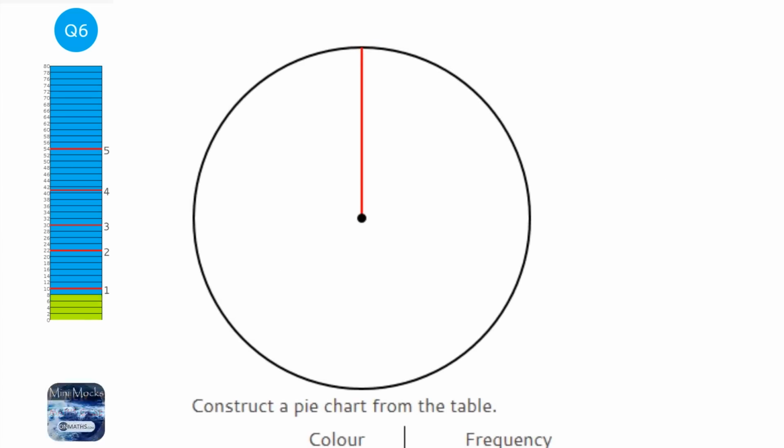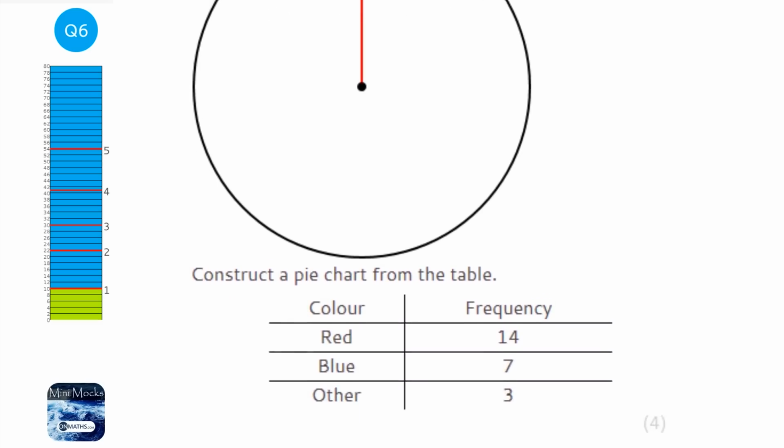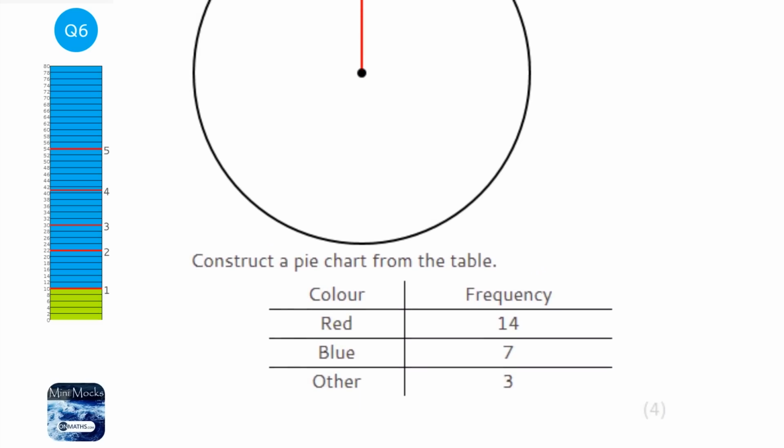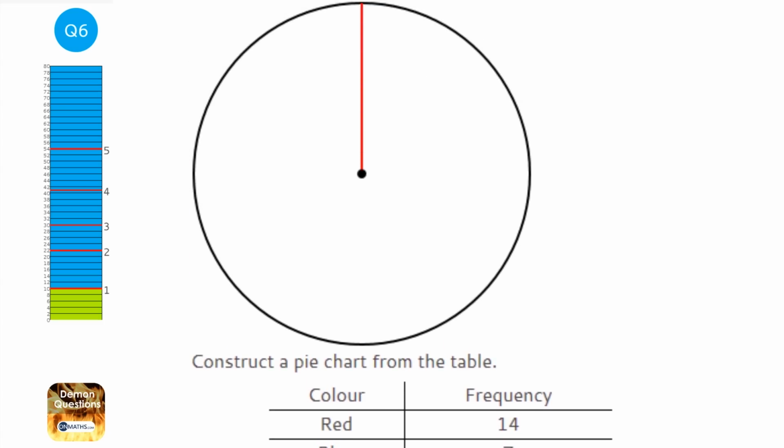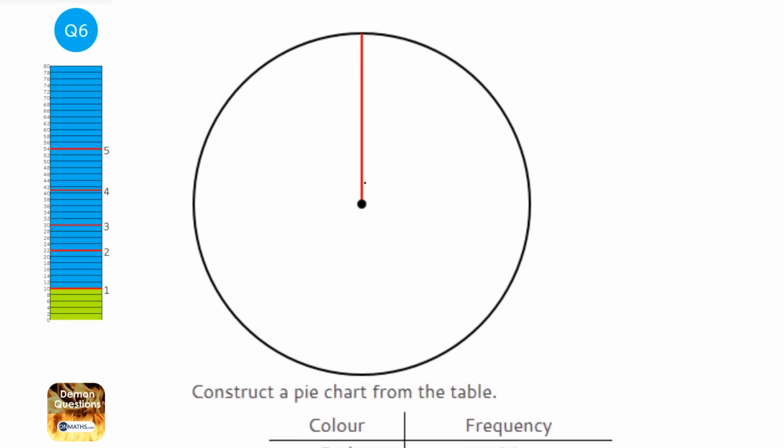Okay, so for this question we're asked to construct a pie chart from the table. We've got a number of frequencies. Now the first thing to do is work out how many frequencies we've got in total. So first calculation I'll make is adding up all the frequencies, and that calculator tells me is 24. Okay, now the problem we have is a circle has to add up to 360.